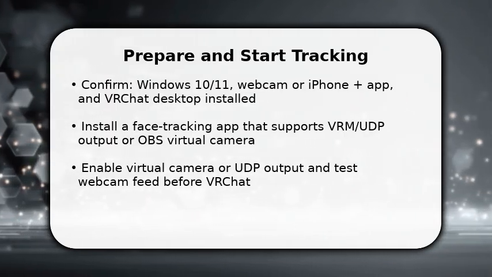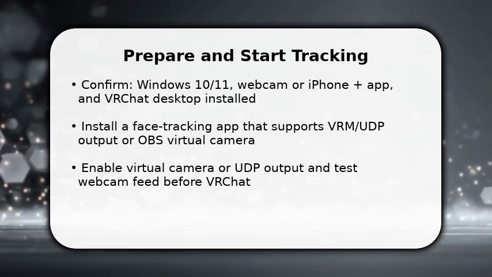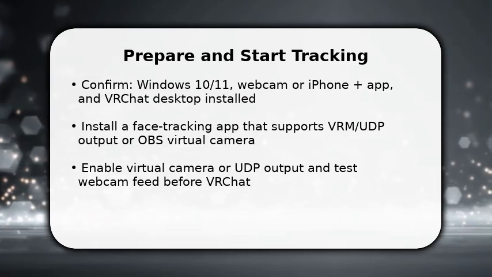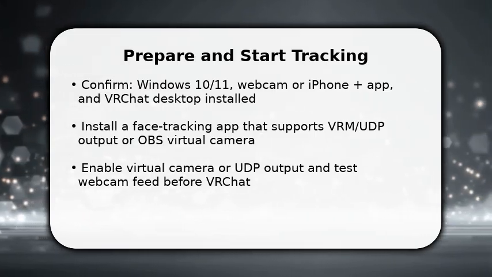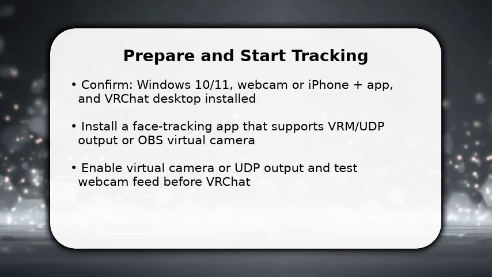Once done, open the tracker's calibration tool and run the quick face alignment. This reduces jitter and improves lip sync. Make sure drivers and camera permissions are allowed in Windows. This first step puts tracking data into a format VRChat can use immediately.